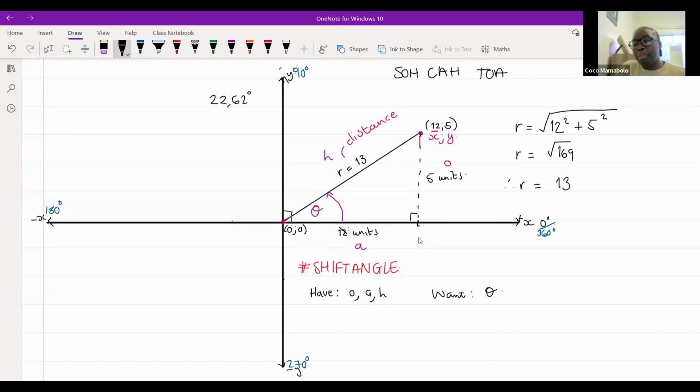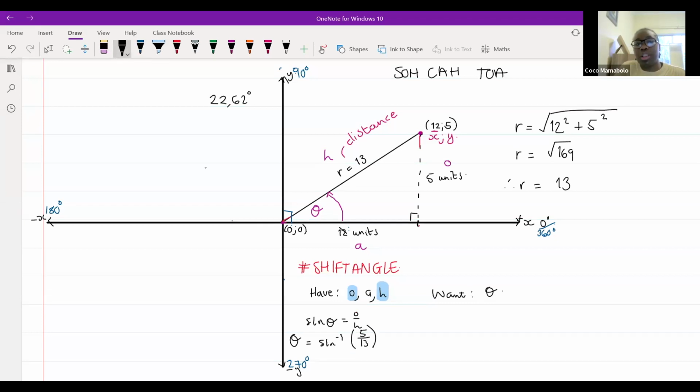Okay, so remember you can use any of the ratios. Good, excellent work. If I choose to use O and H, that means I'm using sine, right? So I can go sine of theta is equal to opposite over hypotenuse. Now theta is equal to shift sine, or arc sine, of opposite, which is 5 over 13.